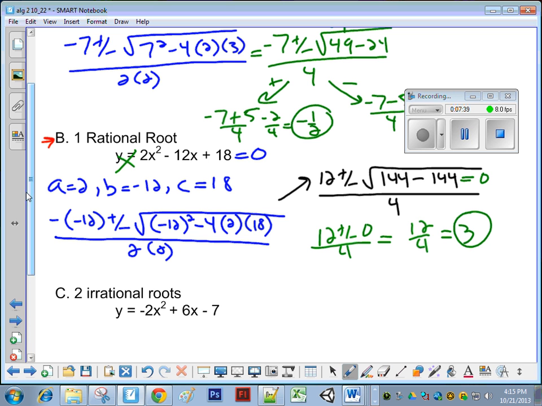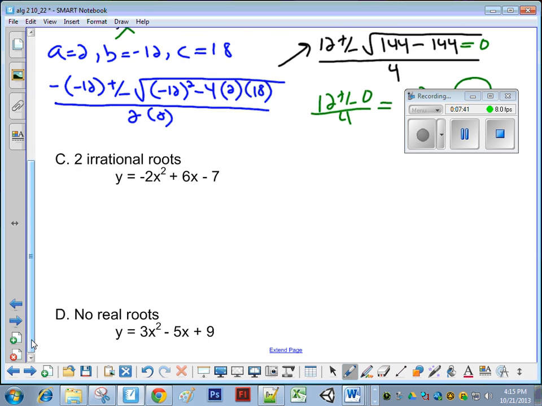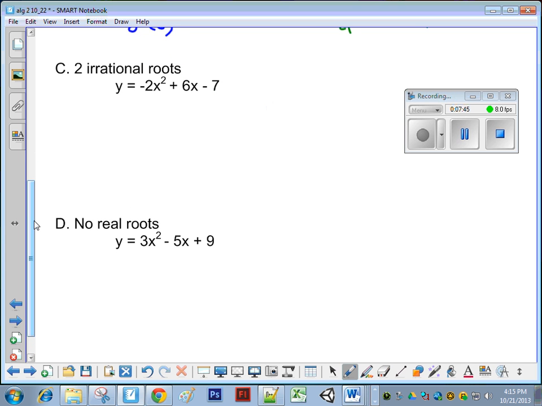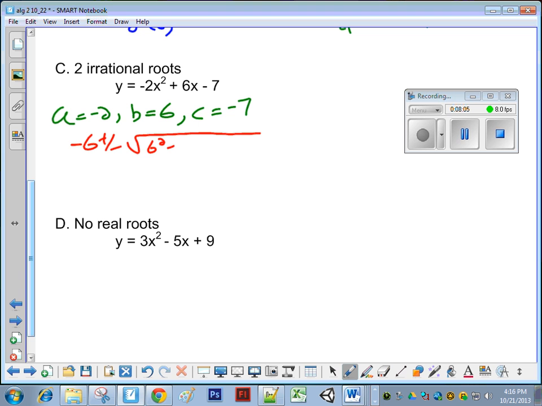All right, in my third circumstance, I'm going to look at what happens with two irrational roots. Here, A would be negative 2, B would be 6, C would be negative 7. I'll plug it in and see what I come up with. I have negative 6 plus or minus the square root of 6 squared minus 4 times negative 2 times negative 7.